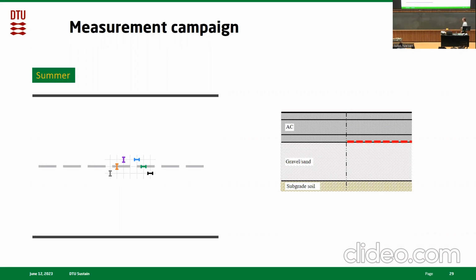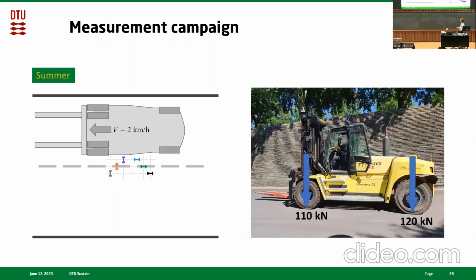One of the sections was the reference section where no grid was installed, and the other section was the section where we have the grid at the bottom of the asphalt. So on a hot summer day where the asphalt temperature was high, we brought out a heavy forklift. This forklift is super big and has 2 axle loads that are more or less a bit higher than a normal truck axle load. So they are respectively about 11 tons and 12 tons.